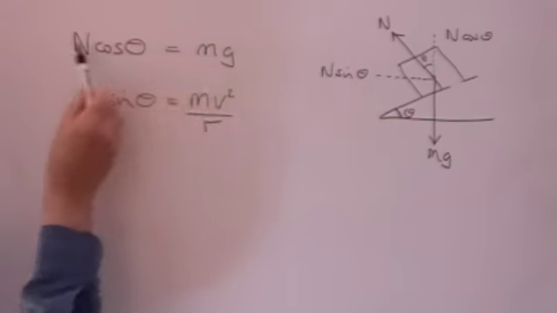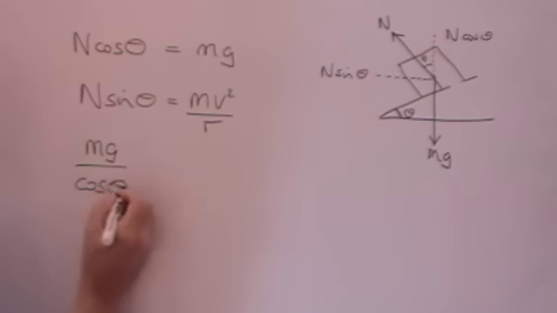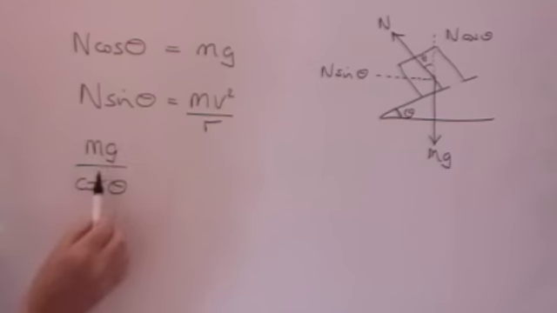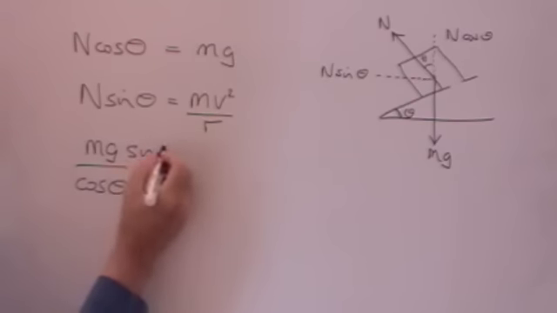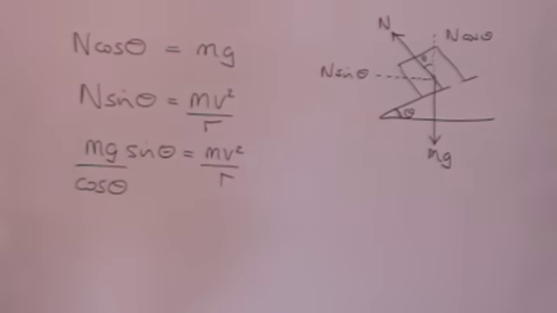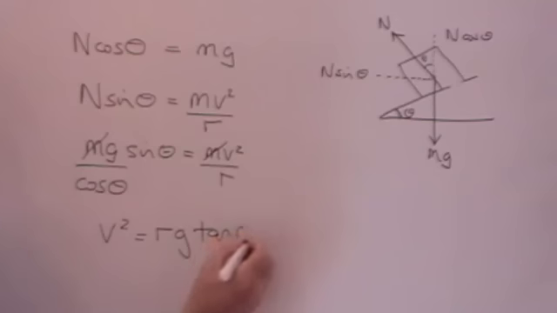Now from this formula here you can see that N is mg over cosine theta. That is N, mg divided by cosine theta. So if I put that into this formula here, I've got N, which is mg over cosine theta, times sine theta, is equal to mv squared over r. The m's cancel. Sine theta over cosine theta is of course the tangent of theta, and that gives you that v squared is equal to, bring the r up here, r times g times the tangent of theta.